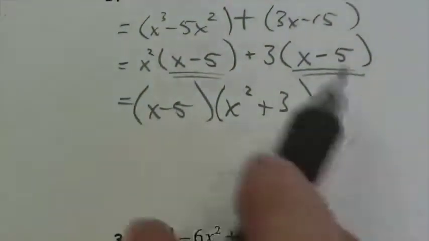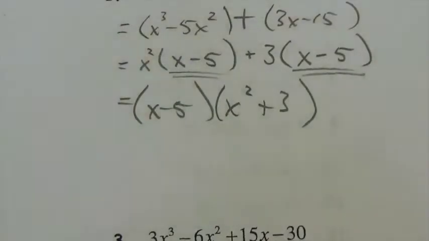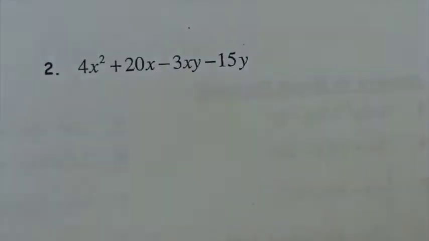And so that's what I get. When this thing is factored down, I get x minus 5 multiplied by x squared plus 3. That's factoring by grouping. Okay, let's do another one.